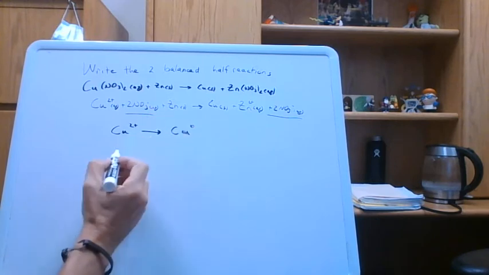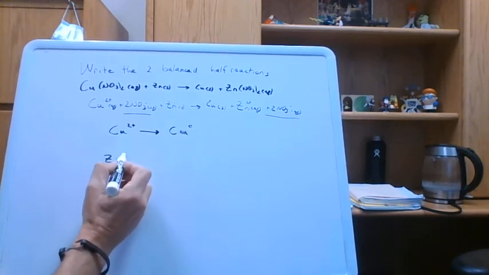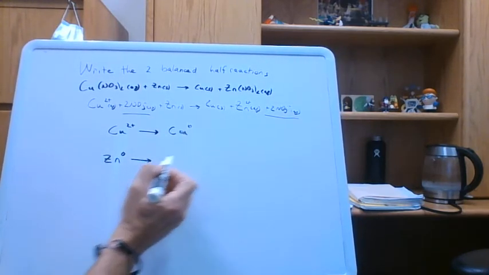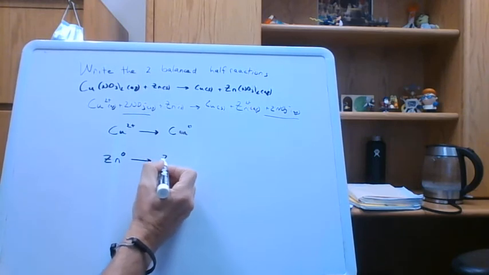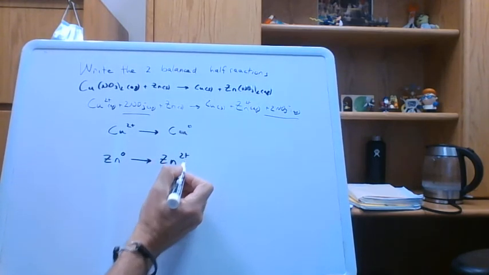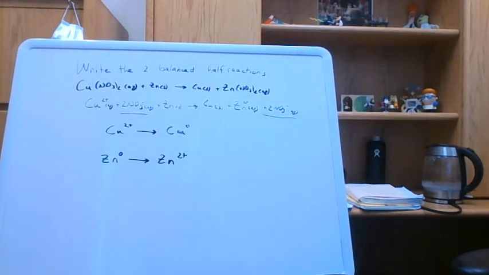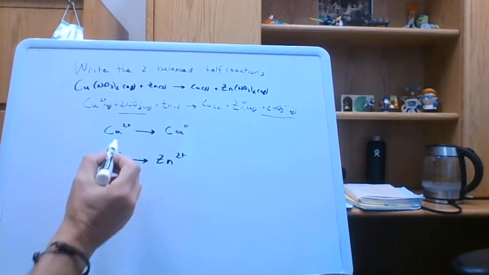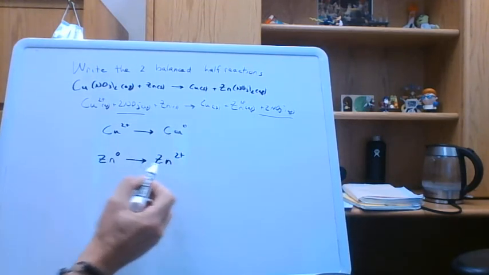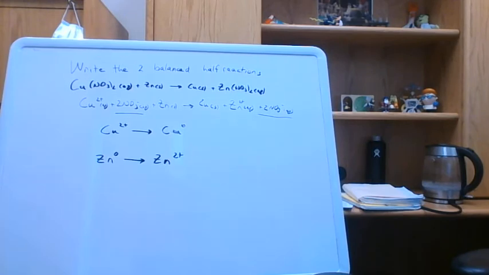So we started with zinc by itself. So it originally had a 0 oxidation state, and then it went to the zinc cation with a 2+ oxidation state. So these are our two reactions. We have copper going from a 2+ to a 0, and zinc going from a 0 to a 2+. We have the number and type of atoms on both sides balanced, but now we have to balance the charge.